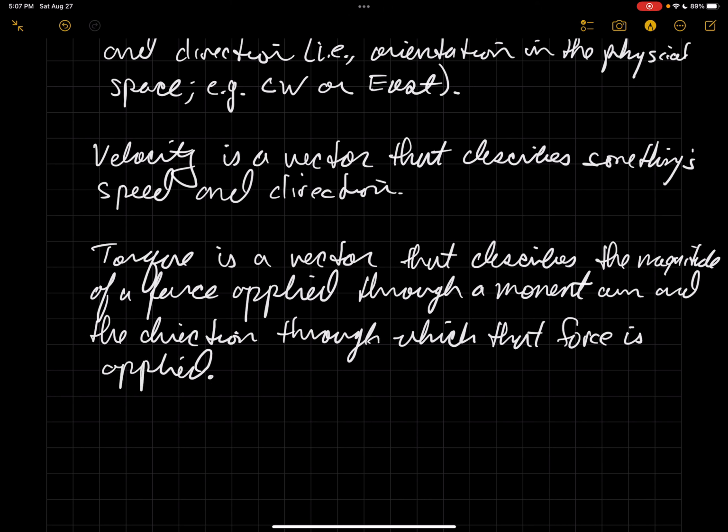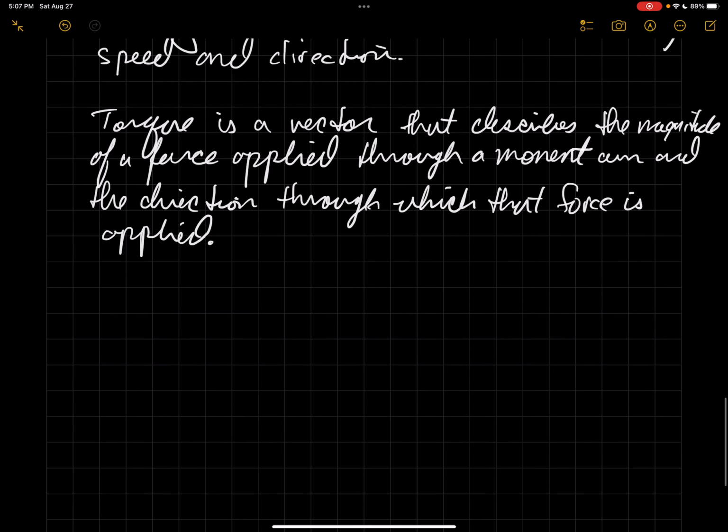Okay? And so because torque has both the magnitude as well as the direction through which that magnitude is applied, torque is necessarily a vector. So we can give examples of both scalars and vectors. Scalars, of course, we're very familiar with because we've worked with those for several years and in everyday type applications.